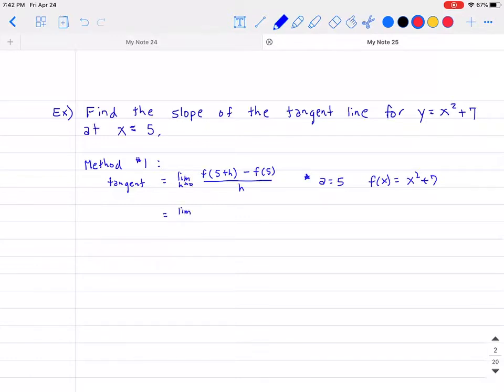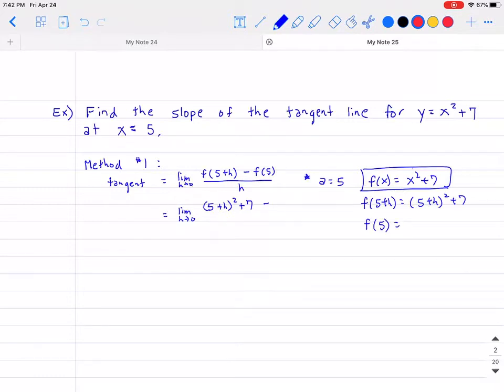So using this method right here, let's go ahead and plug everything in. So limit as h approaches 0, f of 5 plus h. In this function, I am going to plug in 5 plus h. So f of 5 plus h is going to be equal to 5 plus h quantity squared plus 7. So that's going to be my first part right here.